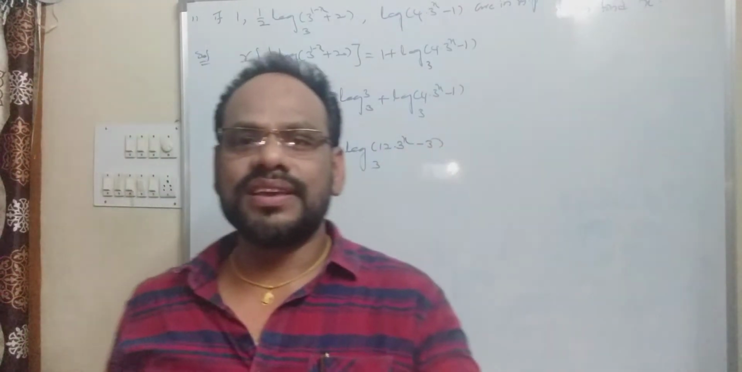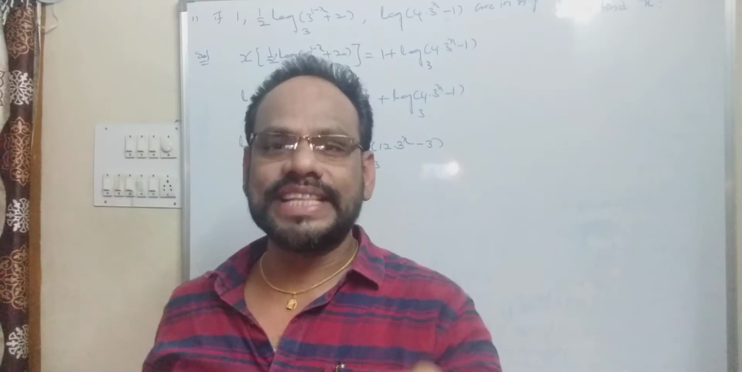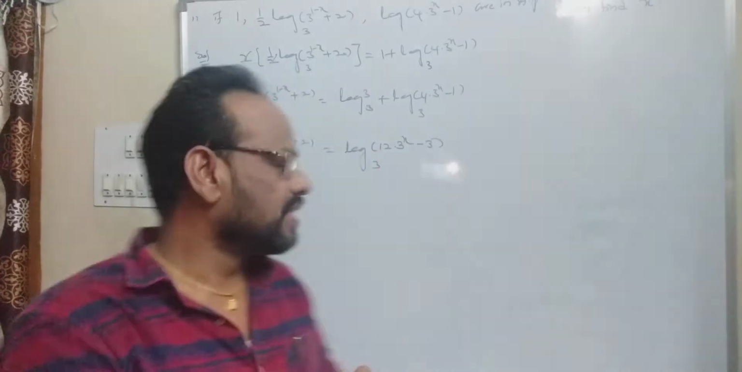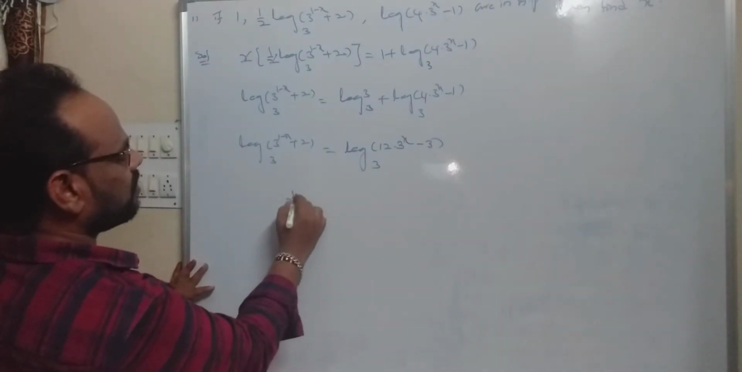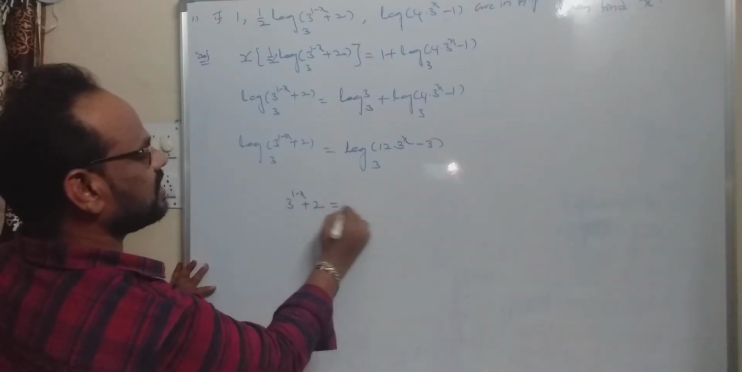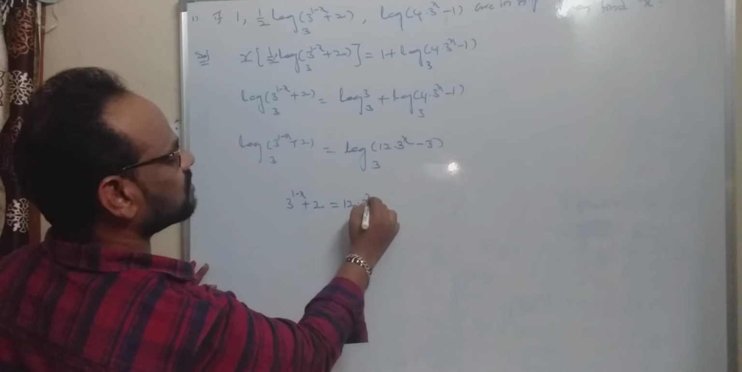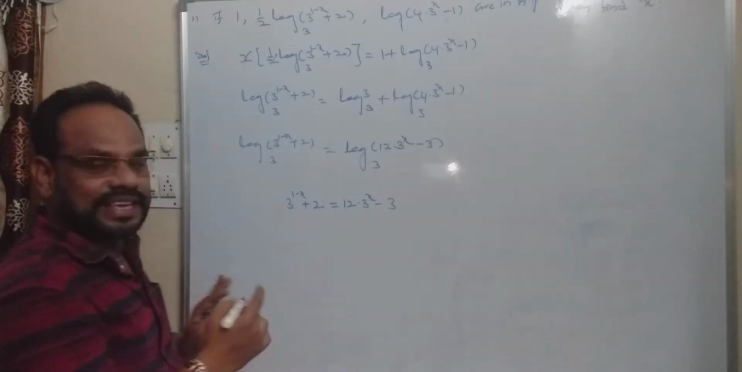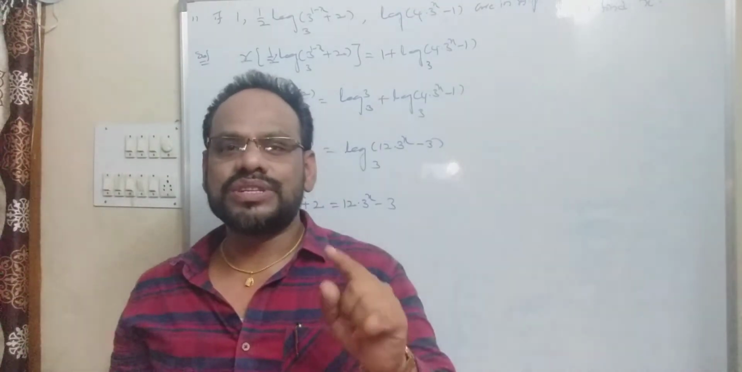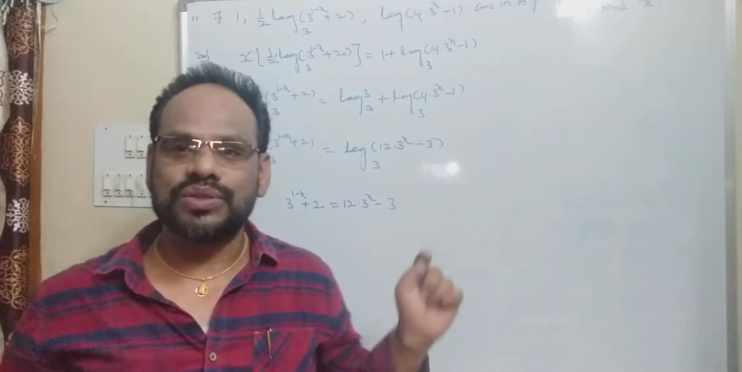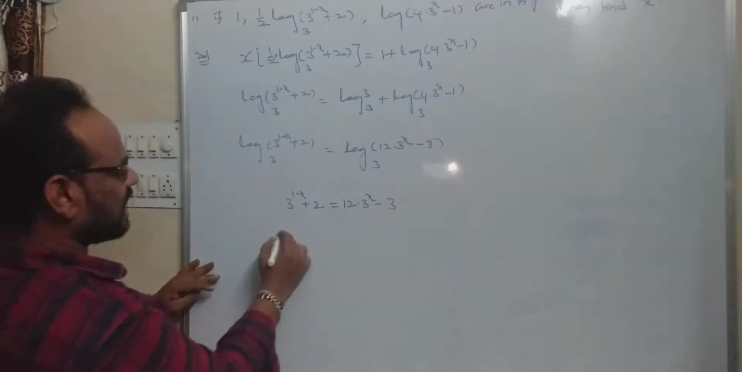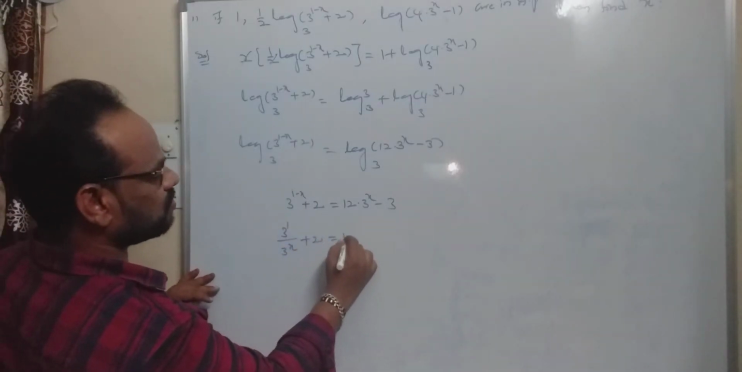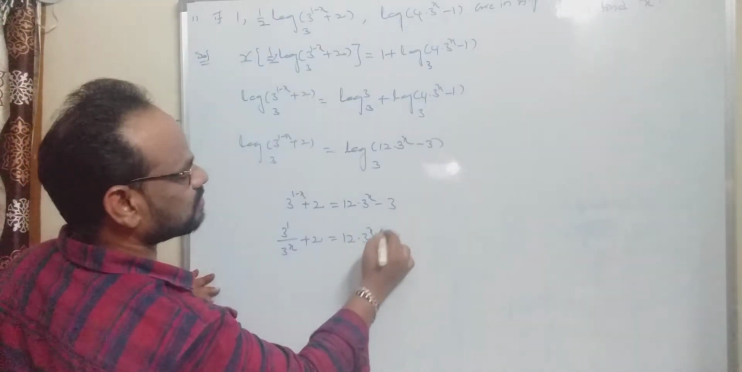If log a is equals to log b, then it is possible if and only if a is equals to b. That means 3 power 1 minus x plus 2 is equals to 12 times 3 power x minus 3. Here a power m minus n is equals to a power m by a power n. So 3 power 1 minus x can be written as 3 power 1 by 3 power x, plus 2 is equals to 12 times 3 power x minus 3.